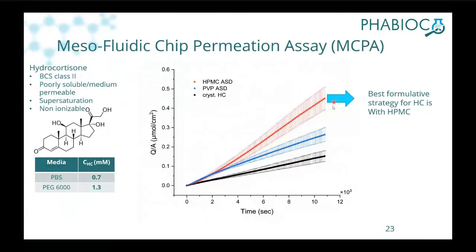And what we have observed is that, according to what is reported in the literature, the HPMC, due to a combination of very high surface area and maintenance of the supersaturation, provided the best formulation possible for hydrocortisone. So these results, compared to literature, were in very good agreement with the literature available.